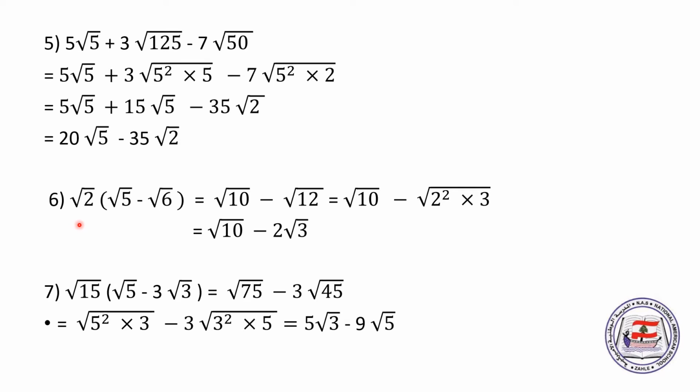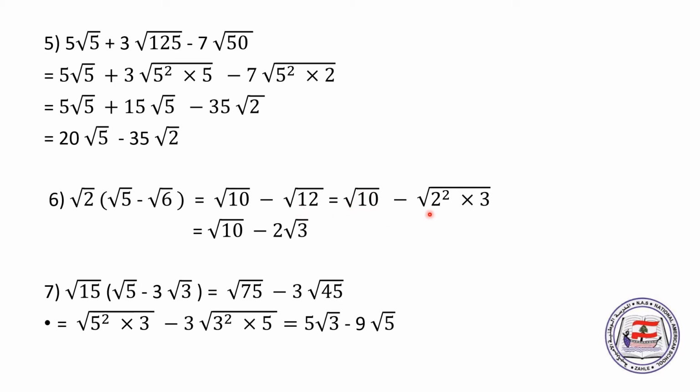In number 6, radical 2 into radical 5 minus radical 6. First, we need to distribute the multiplication. So it gives radical 10 minus radical 12. Radical 10 cannot be reduced since it's the product of two prime numbers, 2 times 5.